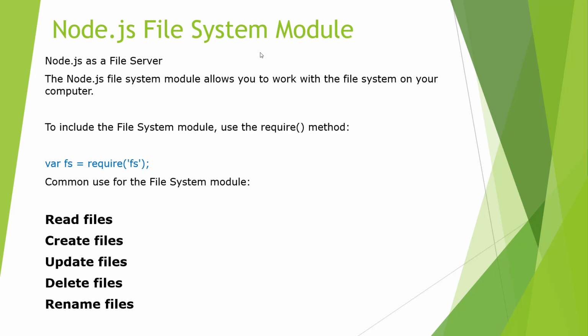File system is a very powerful tool of Node.js, which you can use to read, create, update, delete, and rename files. The Node.js file system allows us to work with the file system on the computer. To include the file system inside our application, it's very easy. You just make a variable, you can call it anything. I call it fs, and you have to require the fs, which stands for file system. With it you can read files, create files, update files, delete files, rename files. We'll talk about each of them in this video.